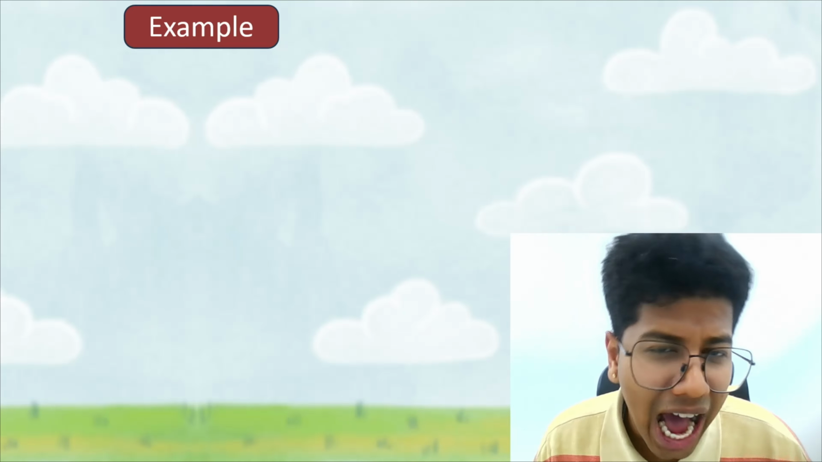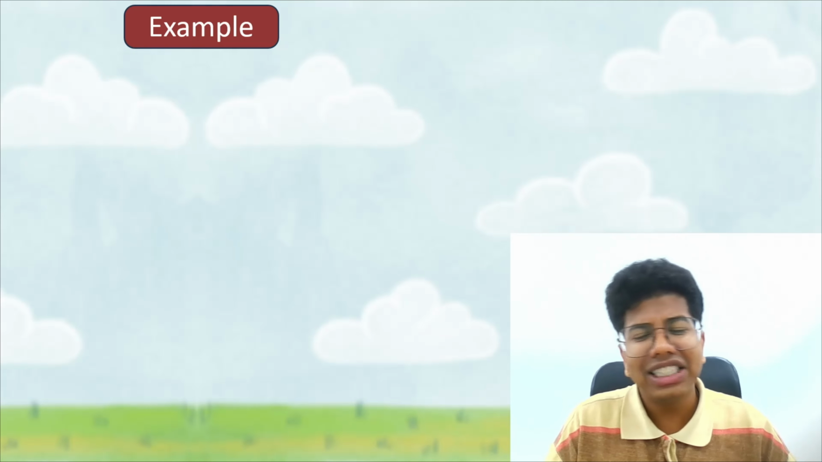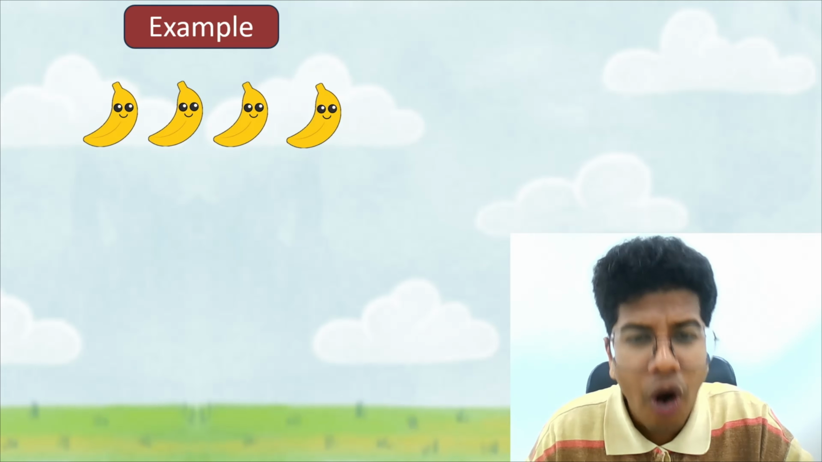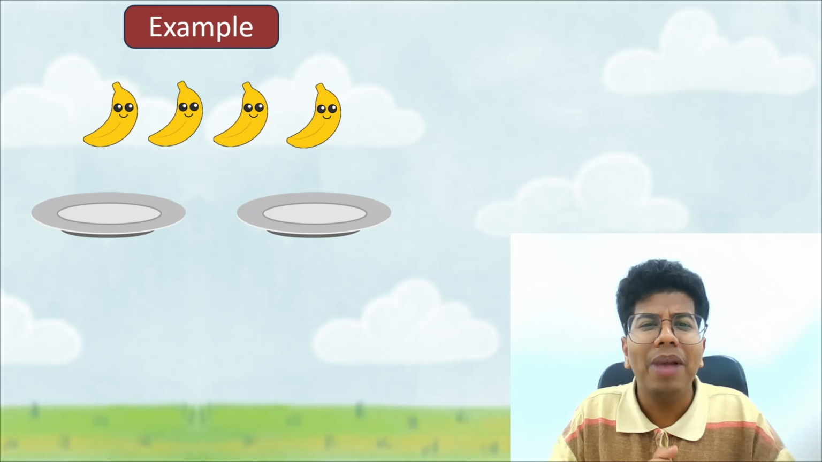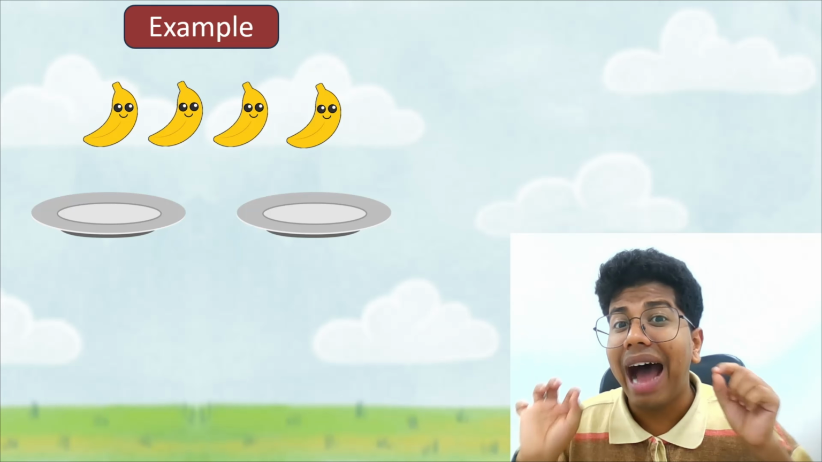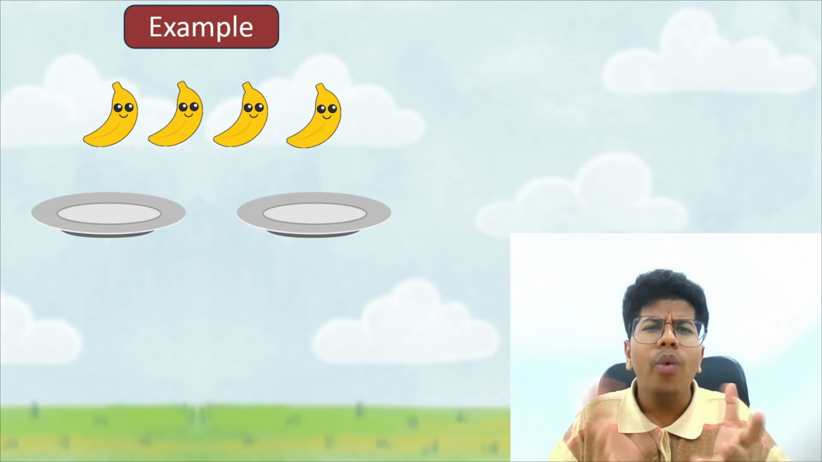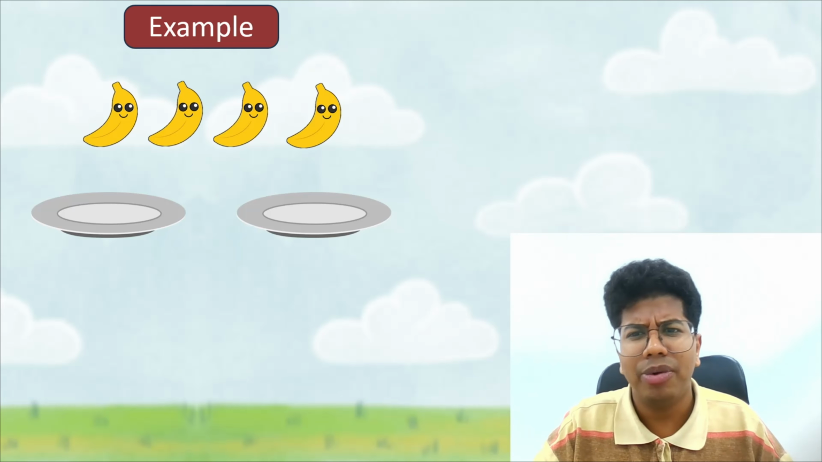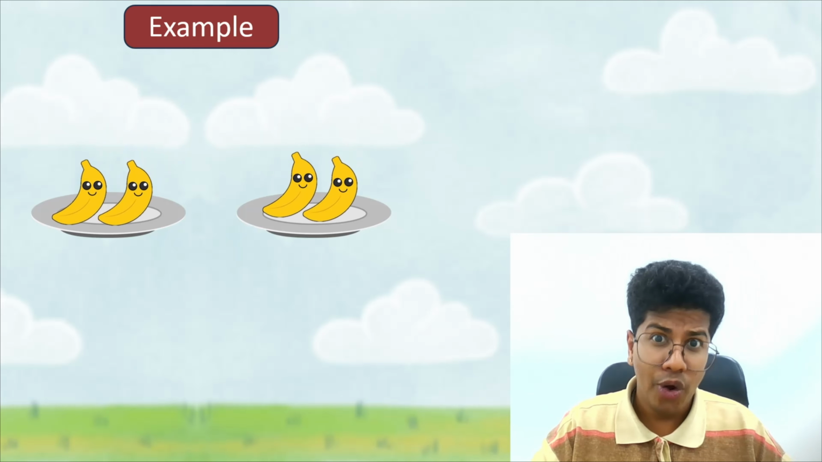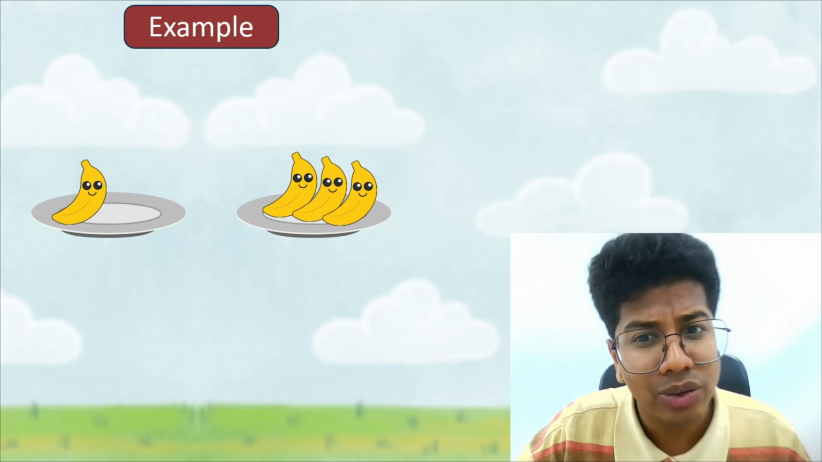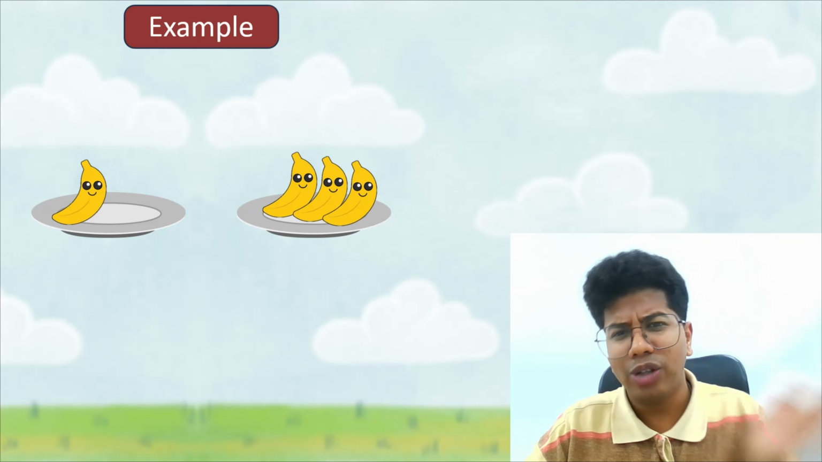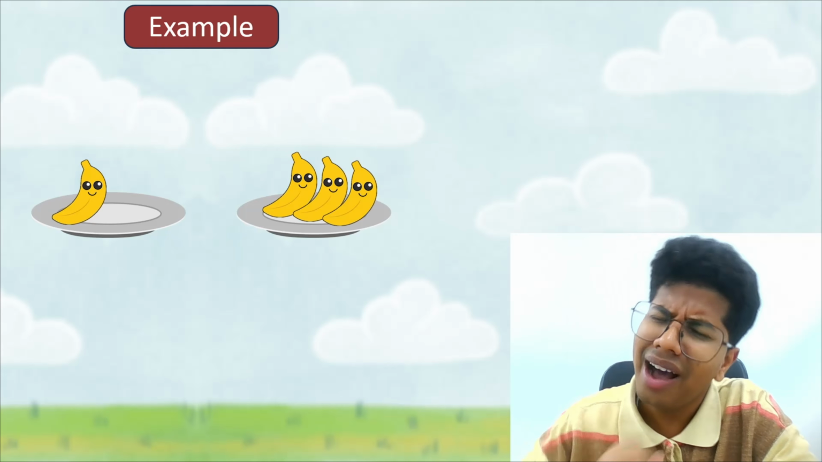Now, one day there were 2 guests who came to visit me. The plates that I had were the same. So what I had to do is distribute 4 bananas into these 2 plates. Now, the plates are identical. So, how can we distribute it? I can distribute it as 2 and 2, or as 1 and 3. Now, I can also distribute it as 3 and 1.